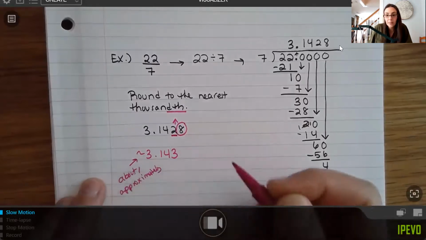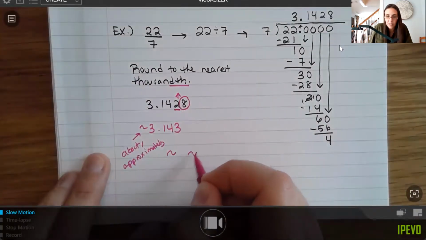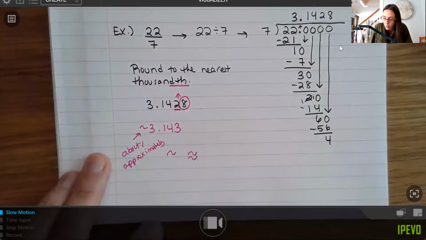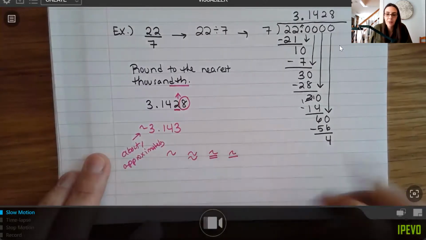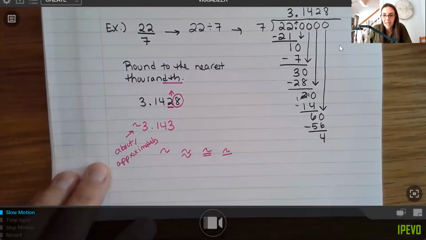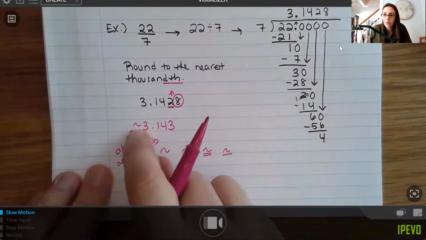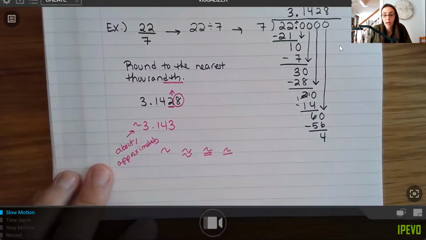Okay. So sometimes we'll write it like this. Sometimes you'll see it as 2 squiggles like that, almost like an equal sign. Or other times you may see it like this or like this. There's so many different ways that we can write it, but they all mean approximately. I tend to just use 1 squiggle, but you may see the 2 squiggles, which tends to be very common as well. So we're approximately 3 and 143 thousandths here.